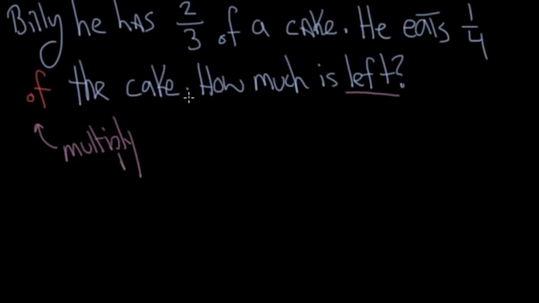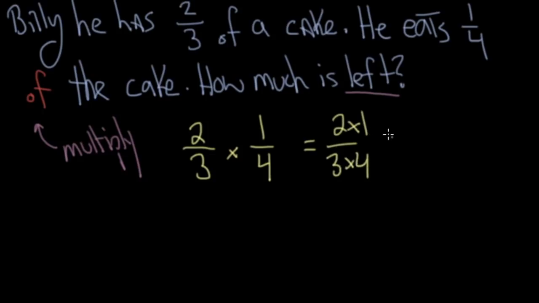So if you have 2/3 of a cake and you eat 1/4 of it, what I'm meaning here is Billy's eating 1/4 of what's left right now, so 2/3 of the cake. So this is 2/3 of, which means multiply, 1/4. This is what he goes and eats. So this becomes 2 times 1 over 3 times 4, which equals 2 over 12. And you'd probably simplify that, right? You're a good kid, you simplify to 1/6.